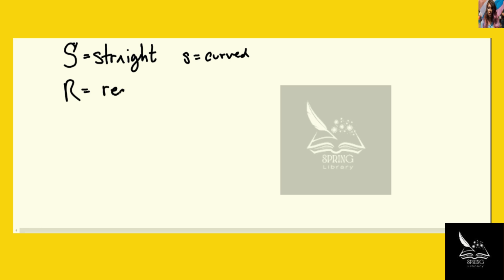Inheritance, and in particular flies or Drosophila. And here we have a capital S for a straight wing, a little s for a curved wing, big R for red eyes, and little r for brown eyes.